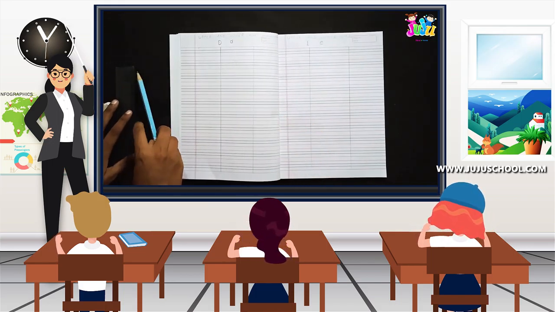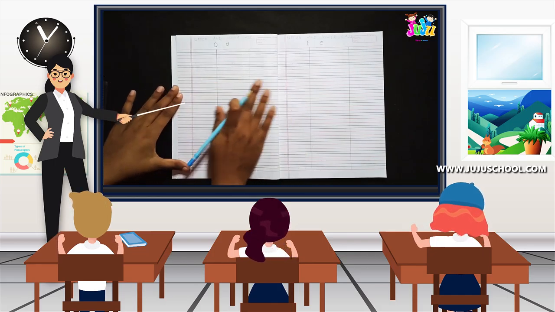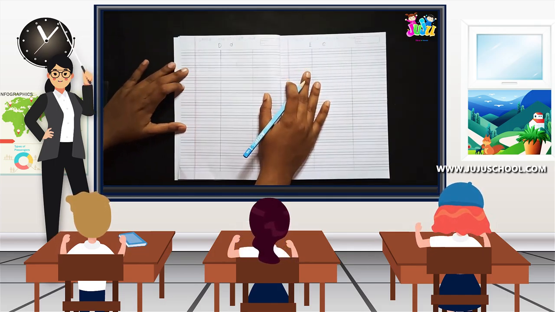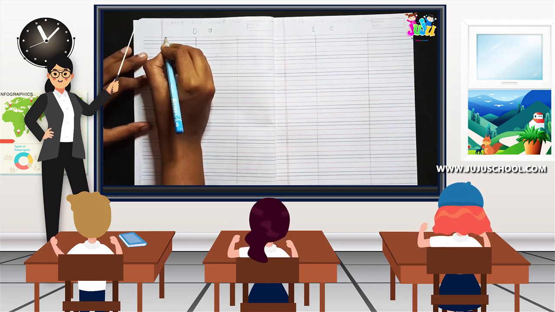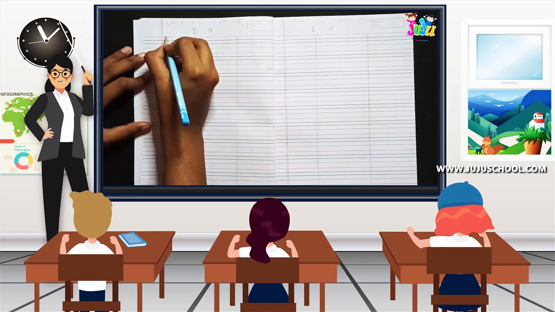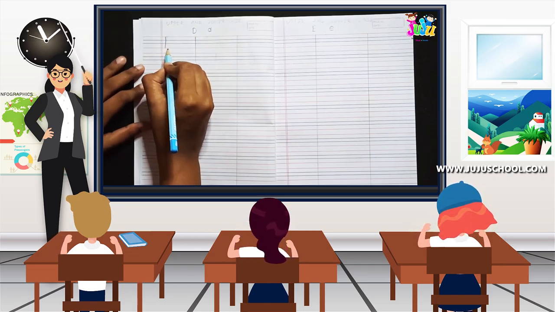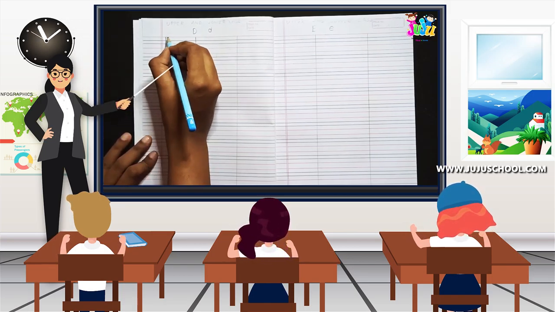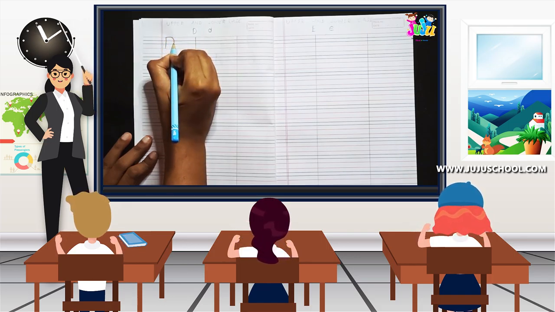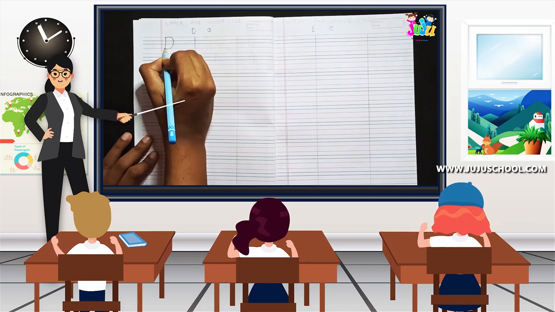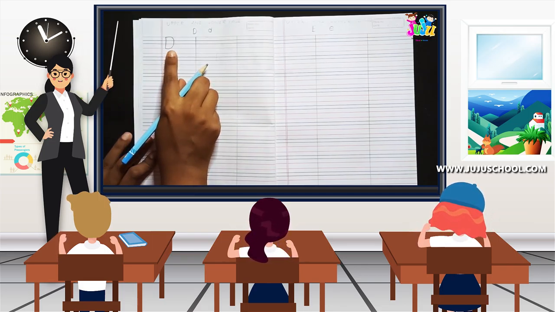Fine. Now we are going to write upper and lowercase D. Kids, just see carefully. Take your pencil and go to the top, that is to the first red line, and draw a straight standing line to the bottom, that is to the last red line, and again to the top. Draw a left curve roundabout to the bottom. That's it. It's uppercase D.